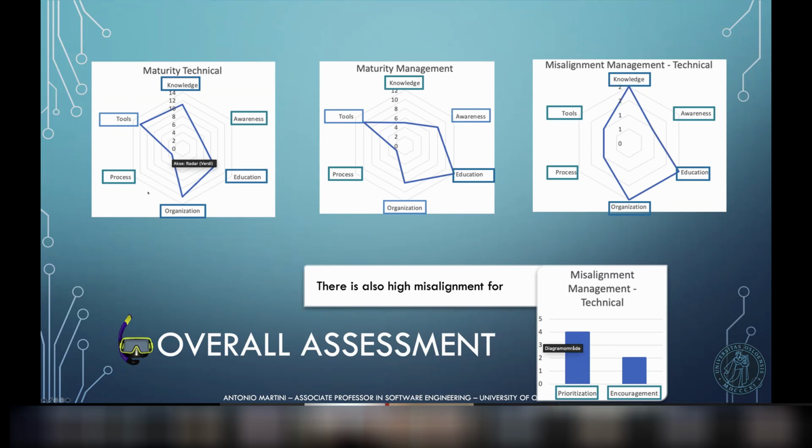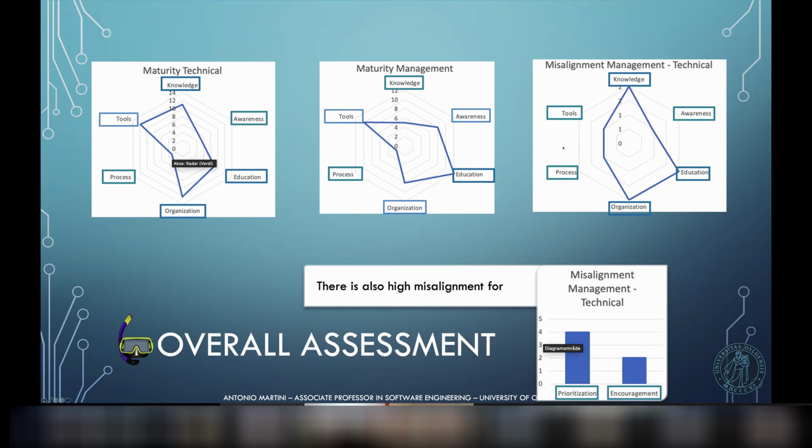But here you can see that, for example, the maturity for the process in this case was not that high, but the tools, the knowledge was good, but the awareness was not, and so on. If you look, we also had the same maturity model for the management. We can see what was good or not, depending on how the questions were answered.